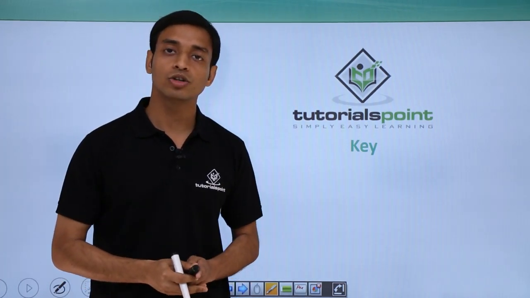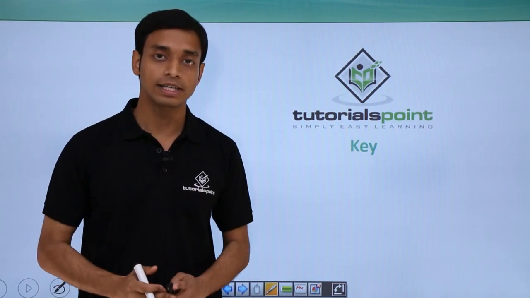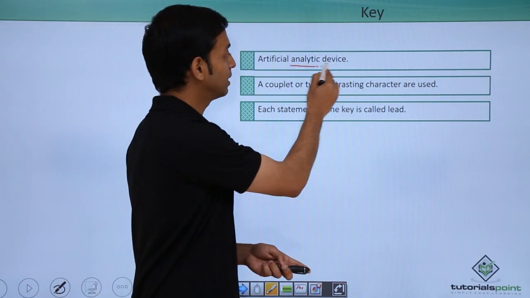In this video, we are going to talk about a taxonomical aid which is known as a key. So what is a key? Key is a taxonomical aid which is basically artificial and it's an analytical device.